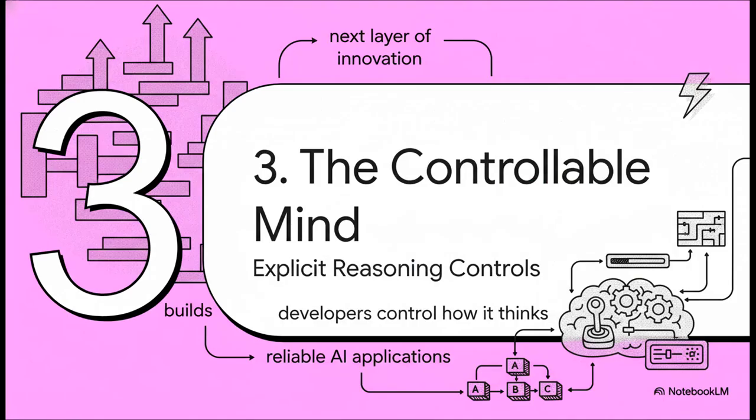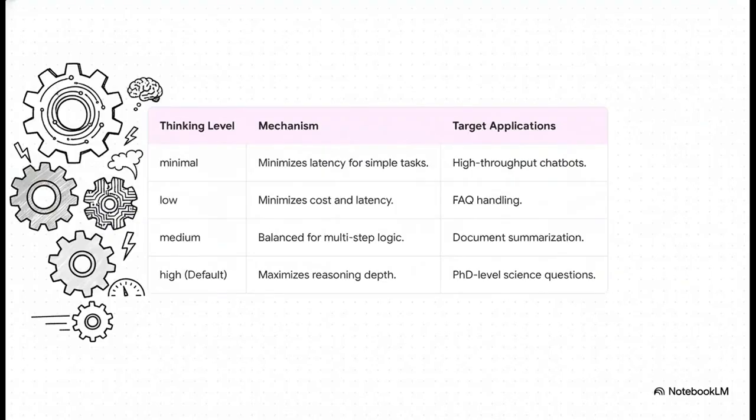Okay, so beyond just raw performance, the next layer of innovation here is all about control. For the very first time, developers aren't just using the model, they can actually direct how it thinks. And let me tell you, this is an absolute game changer for building reliable AI applications. Think of these thinking levels like a gearbox in a car, right? You've got different gears for different situations.